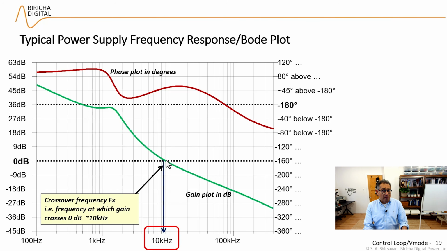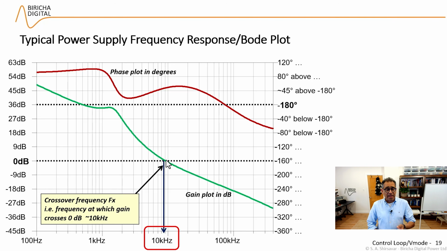Now that is very, very important because phase margin is defined at my crossover frequency, and also crossover frequency determines how fast my power supply recovers after a transient in time domain. So the higher the crossover frequency, the faster the transient response in time domain on an oscilloscope, but it is harder to stabilize the power supply.